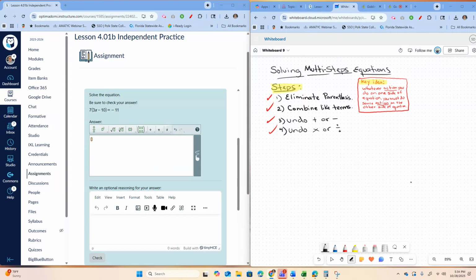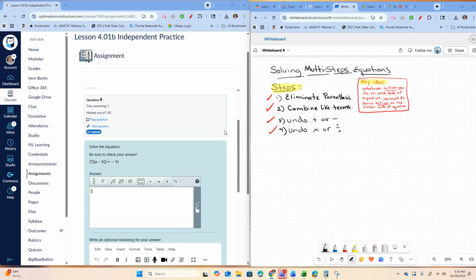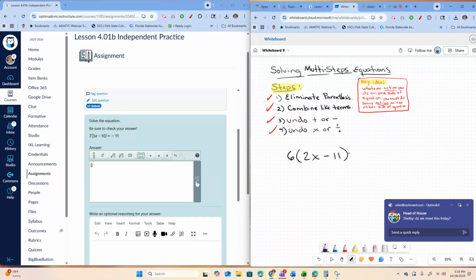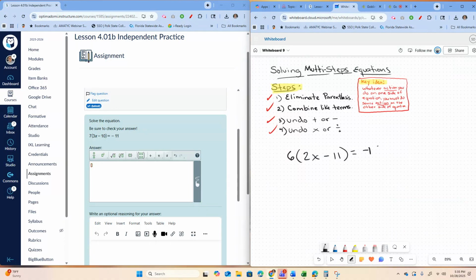Here is problem number 4. So let me show you what we're going to do here. Again, a similar one. So 6 parentheses 2x minus 11. All of that is equal to -15. Okay.